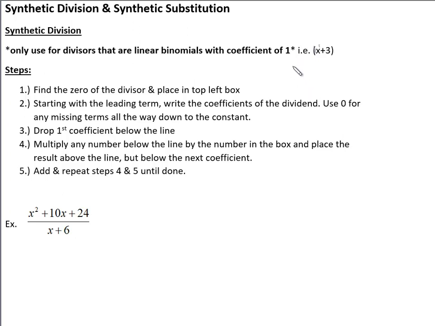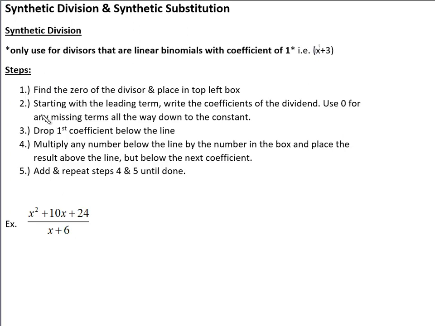Just do long division. Or for instance, if I have x squared minus 5, this is not linear anymore, it's quadratic, so I could not use synthetic division. I'd have to use long division. Okay, so this can only be applied in certain places, but it's nice when we can use it.